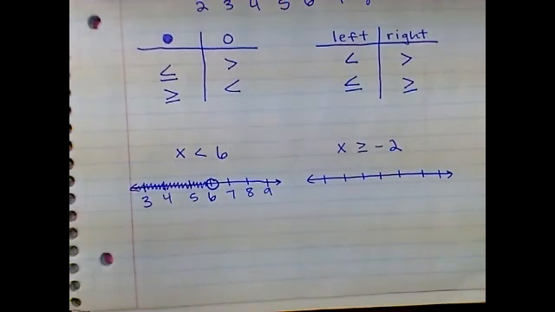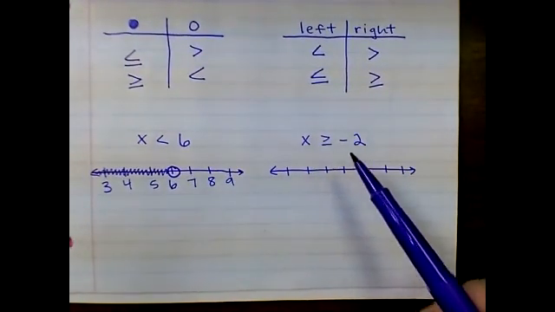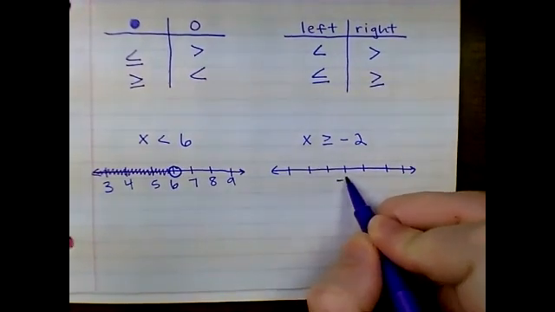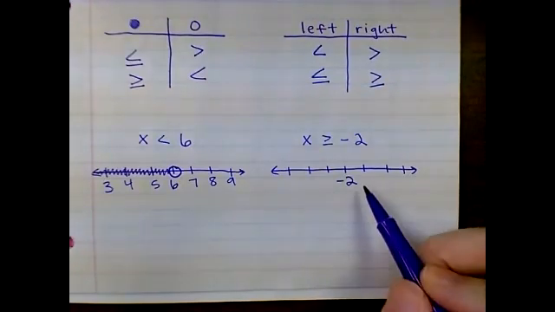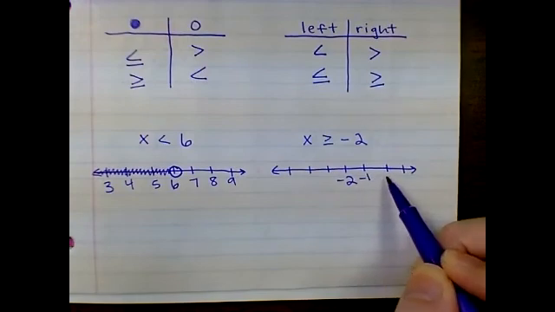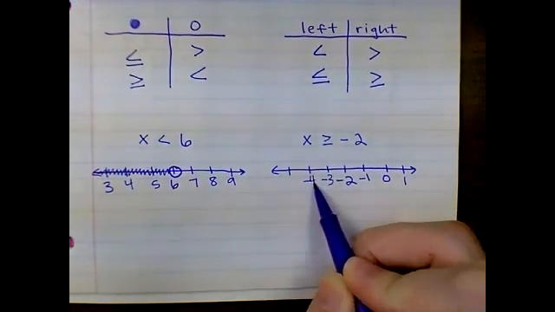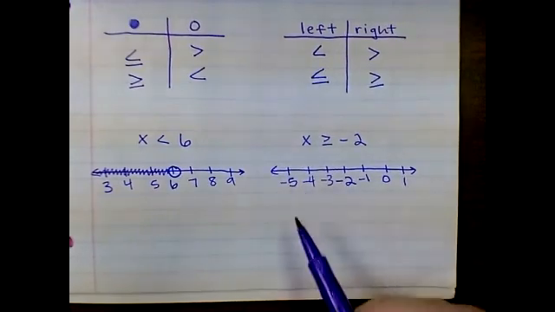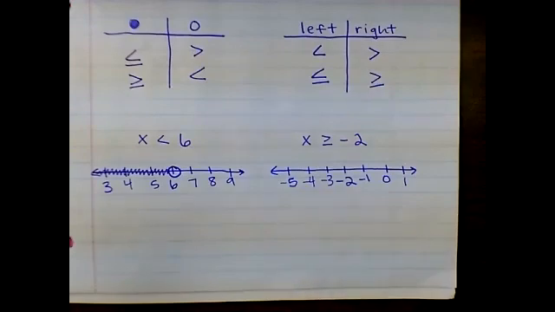Take a look at this example. This time we see that x is greater than or equal to -2. I'm going to put -2 there in the middle of my number line. Remember to be really careful when you're numbering with negatives. When we go to the right, we're getting closer to 0. When we go to the left, we're getting more negative. Remember, we say in negative land, it's all backwards. So it seems backwards over here, but this is our correct number line.